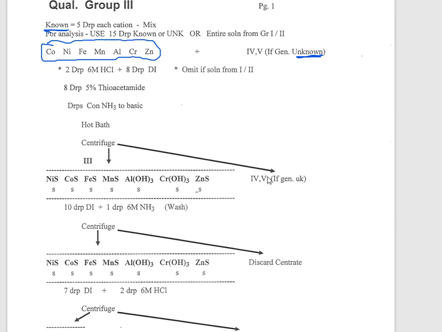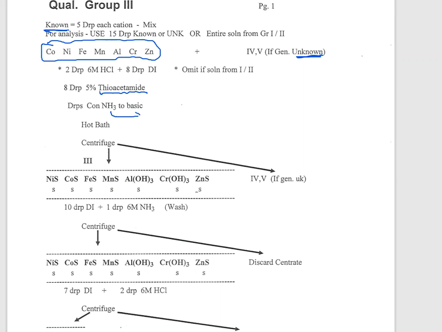And I'll do both of these at the same time. Then I'll add 8 drops of thioacetamide. Stinky, stink. And then I'm going to add drops of concentrated NH3 to basic.